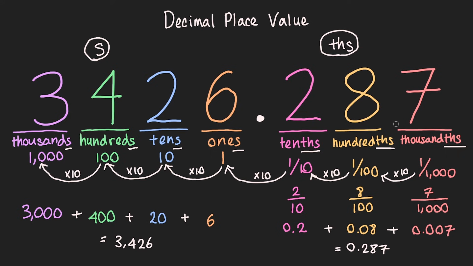So just to do a little summary, each place value gets 10 times bigger going from right to left. And remember, whole numbers end in the letter S, and the decimal parts end in THS.